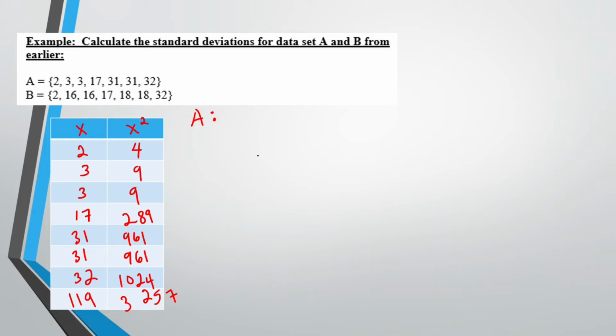Now let's plug it into the formula. Remember, the standard deviation S is equal to the square root of the summation of x squared minus the summation of x quantity squared divided by n, and that is divided by n minus 1. So we can plug in the values.